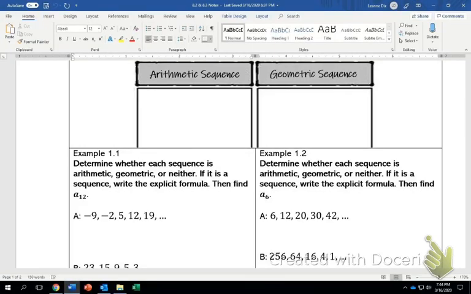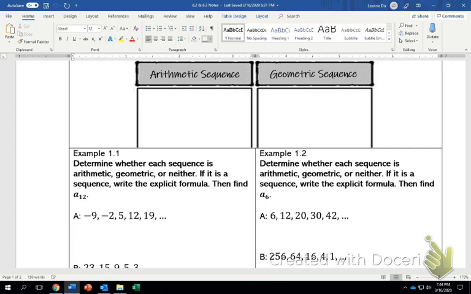So this is over 8-3, which is over geometric sequences and series. And the first one, we talked about the arithmetic, where it's what you add or subtract. But when you come to the geometric, it's when you multiply or divide. Thinking about it as multiplication is usually better.